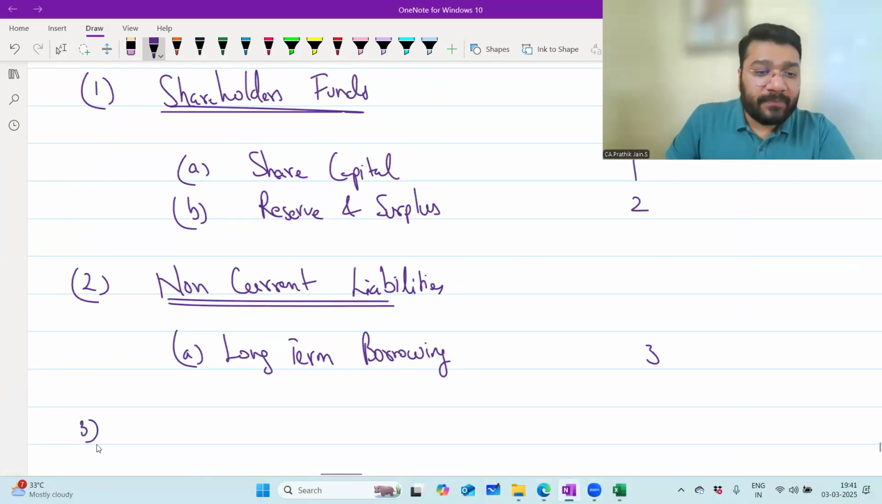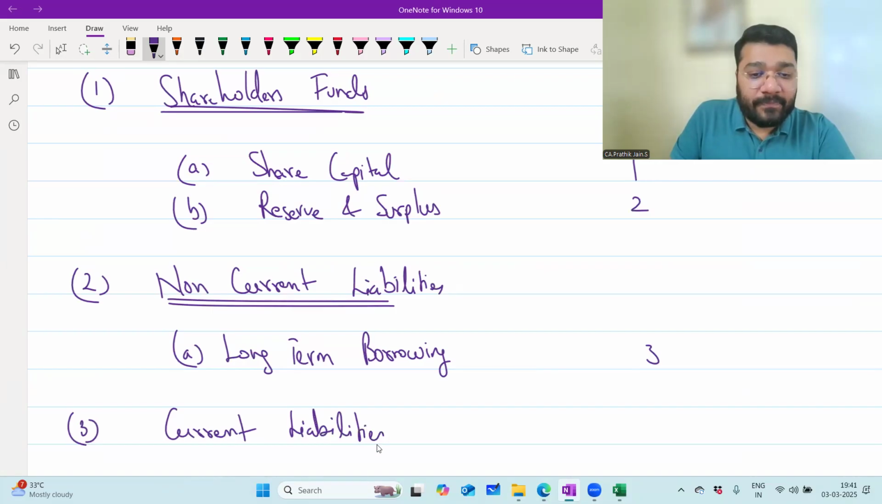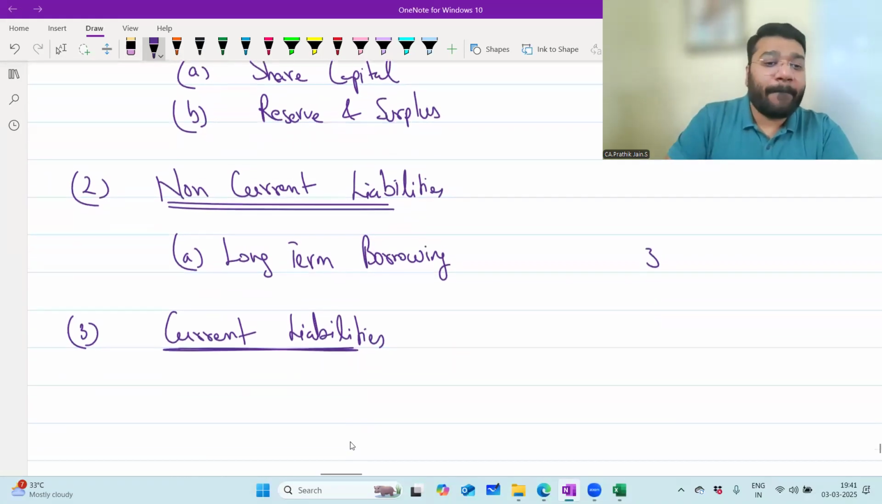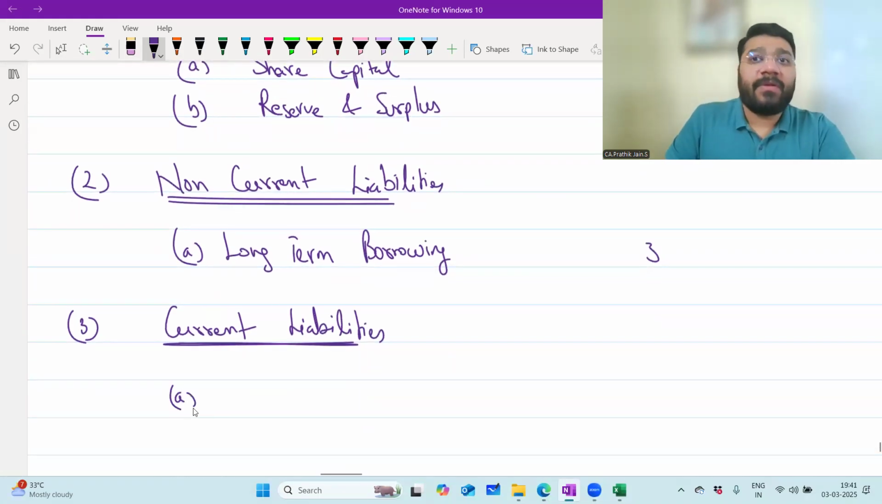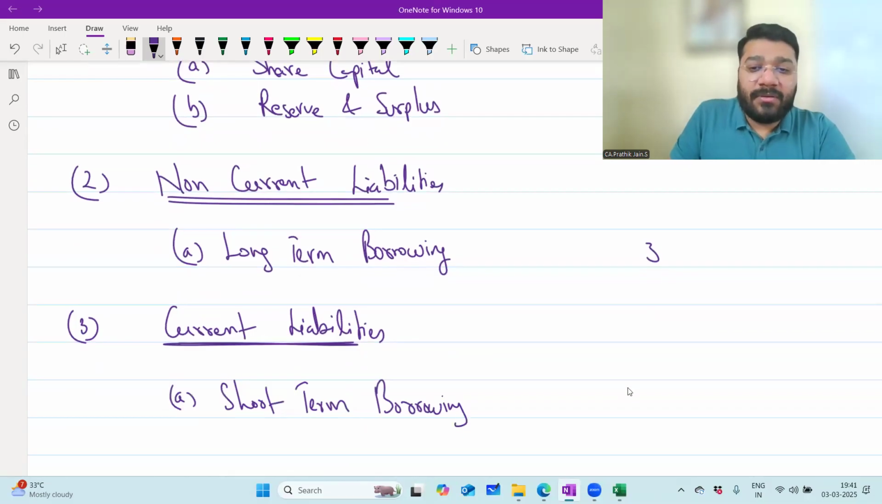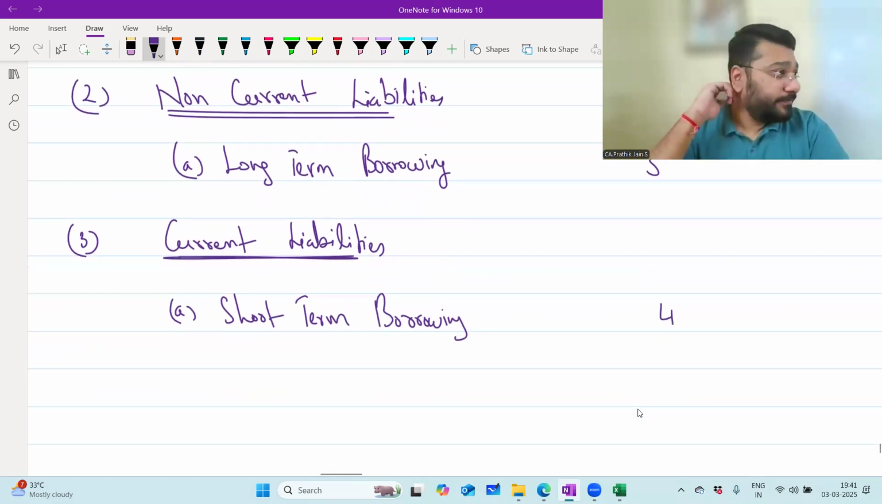Third item, current liabilities. Under it, the first item is short-term borrowings. This is what happens when you don't practice the format properly. Is the short-term borrowings breakup there? Yes. Note number 4.